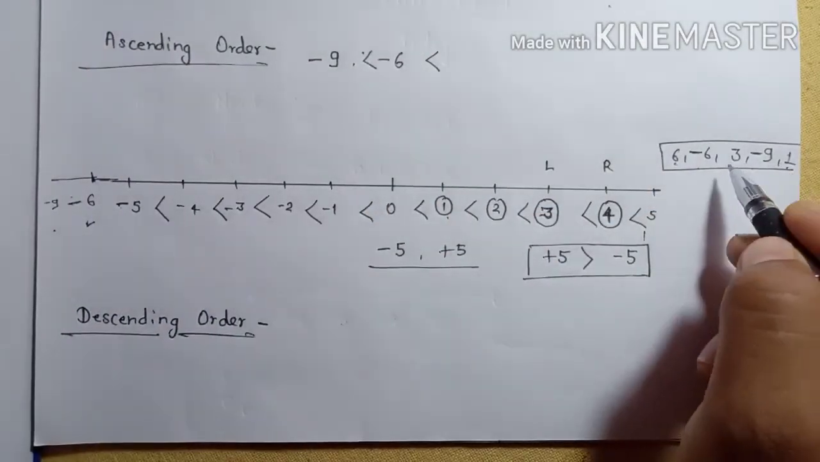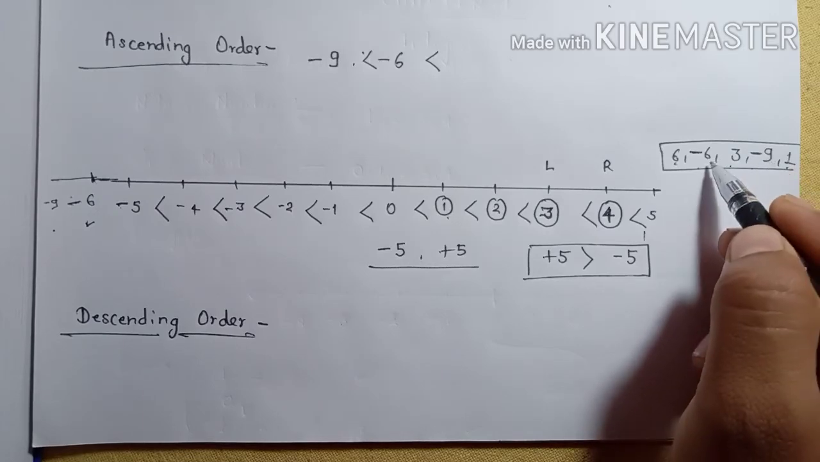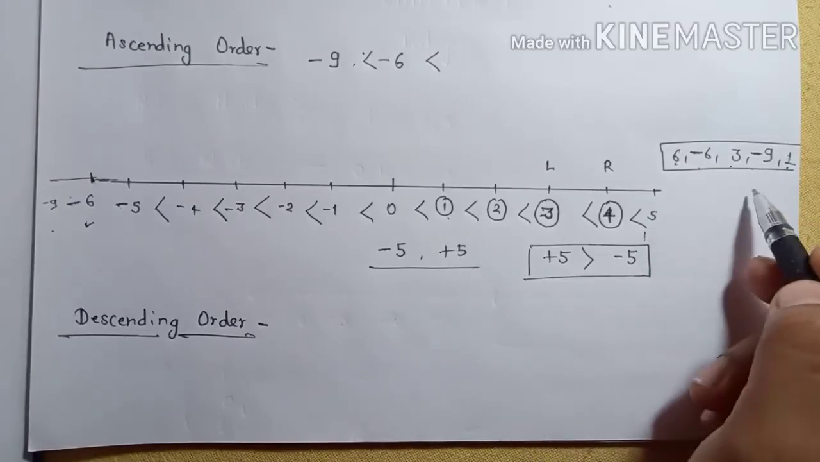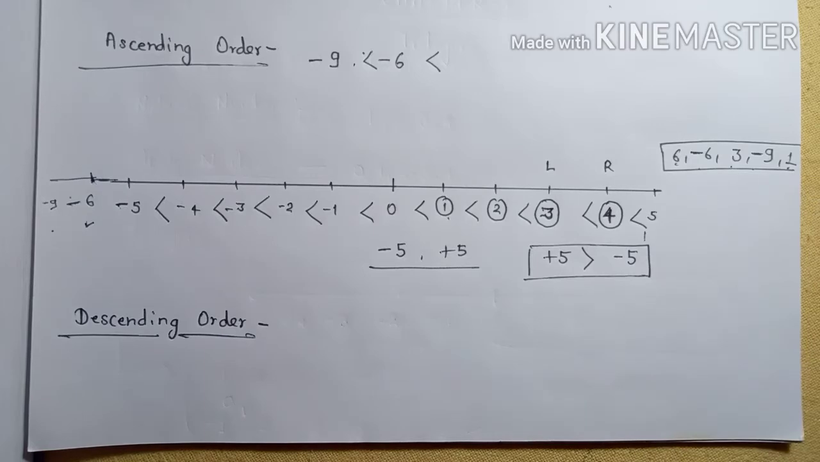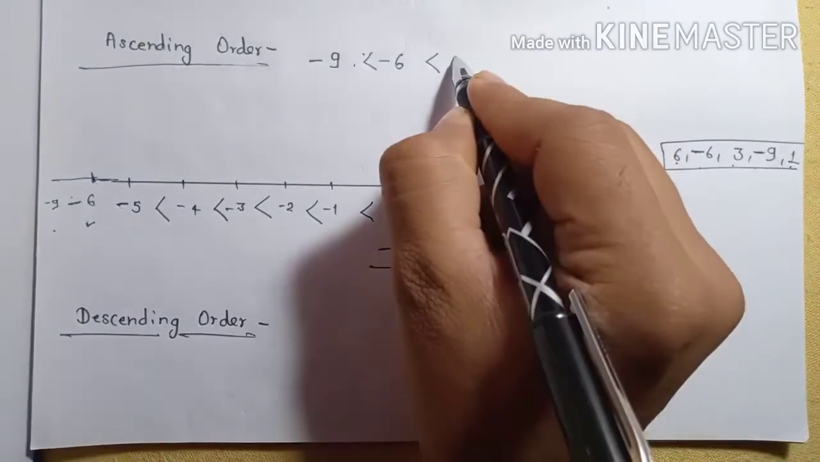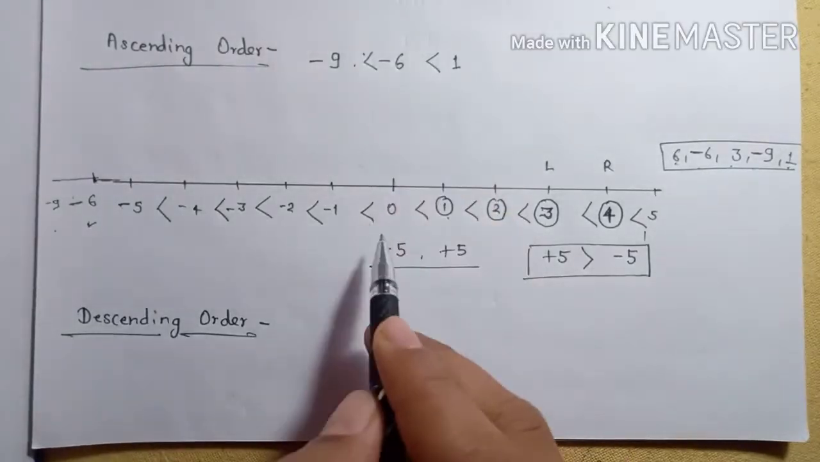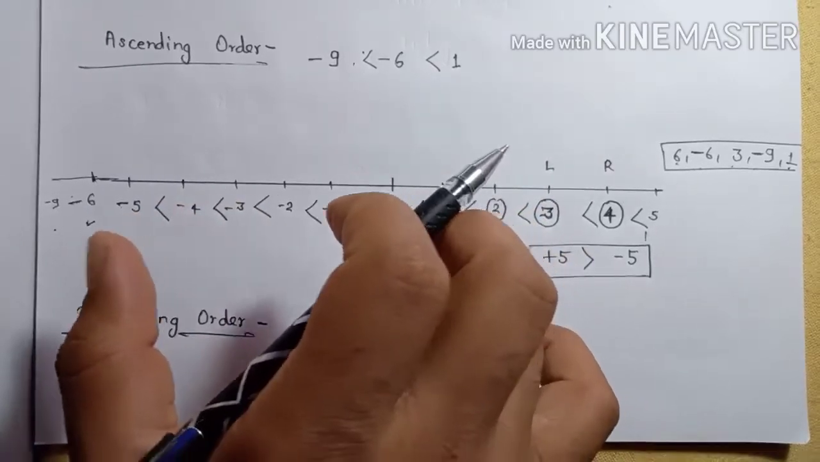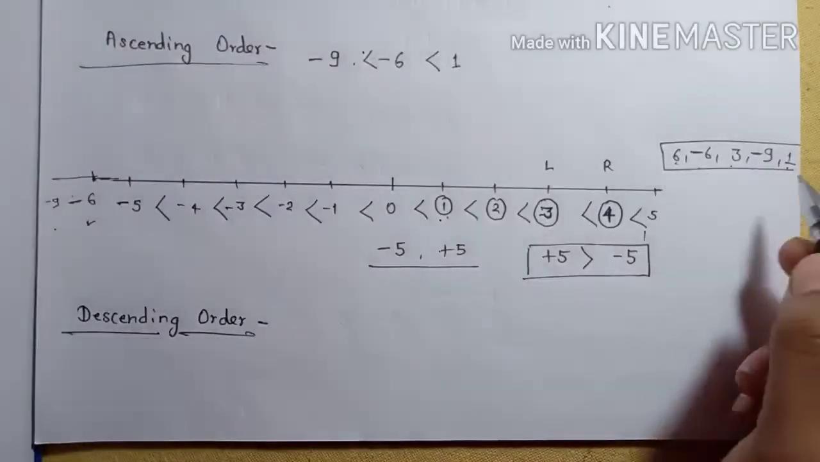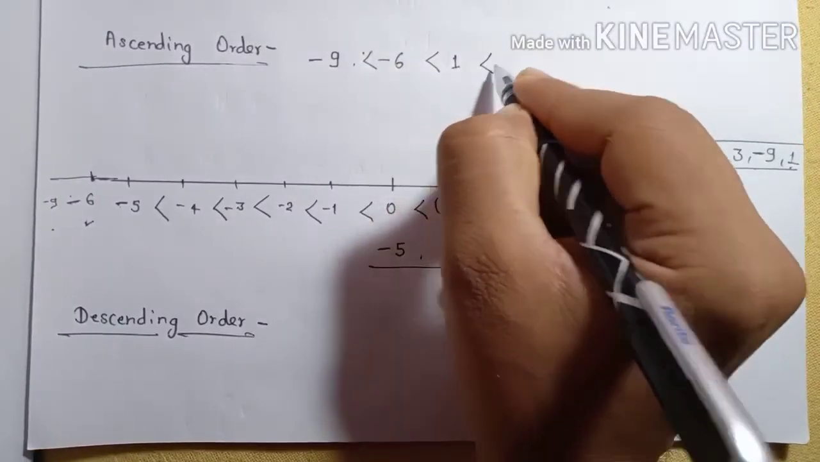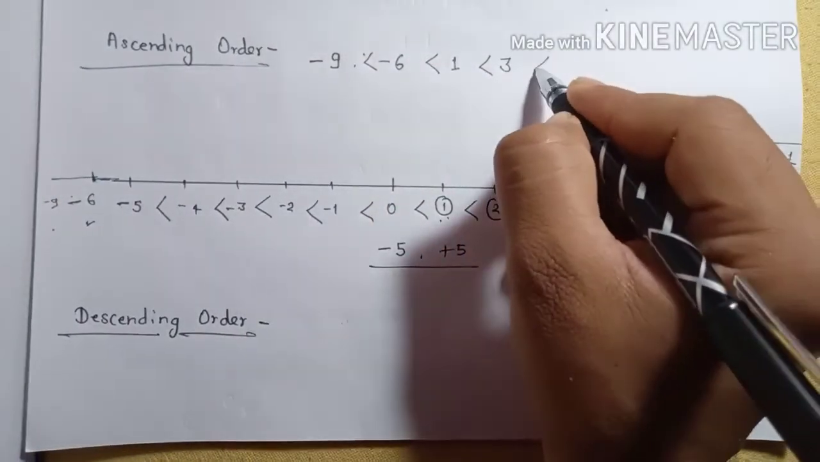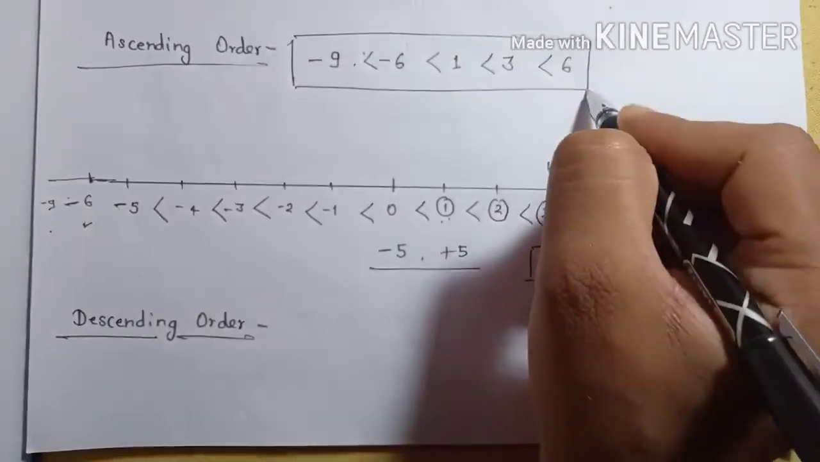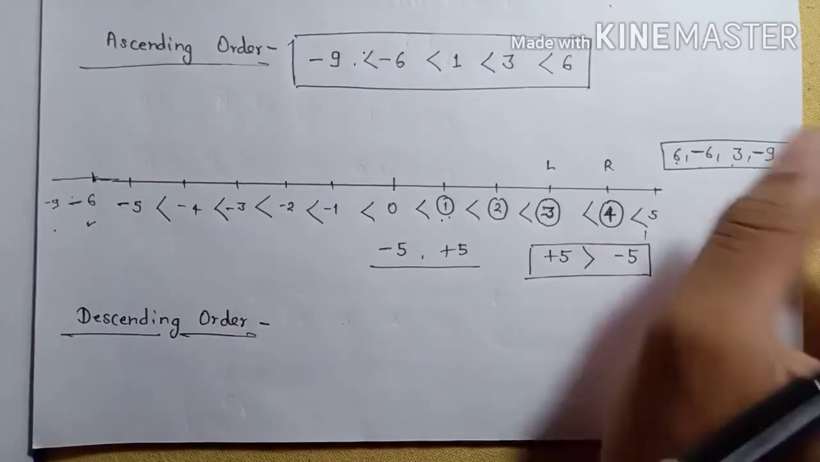Again, this is minus 9, this is minus 6, and after that 1, 6 and 3, there are 3 numbers which are left here, and among them 1 is smaller, so put here 1, and you can see that 1 is greater than minus 3, minus 6 and greater than minus 9, and then 3 is greater than 1, and in the last there is number 6 which is greater than all numbers. So this is the ascending order of integers.